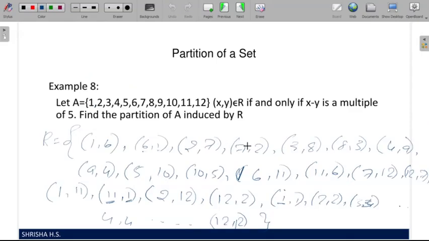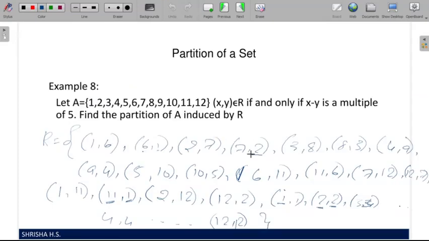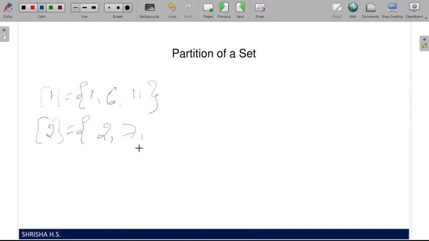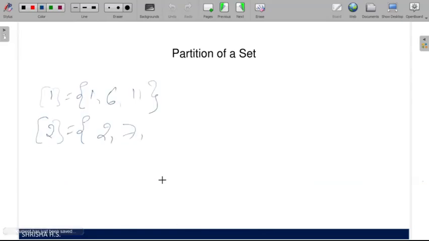Second place is 2, the first place is, here also let's start with reflexive, second place is 2, first place is 2. The second place is 2, first place is 7. The second place is 2, the first place is 12. So this will be the partition.